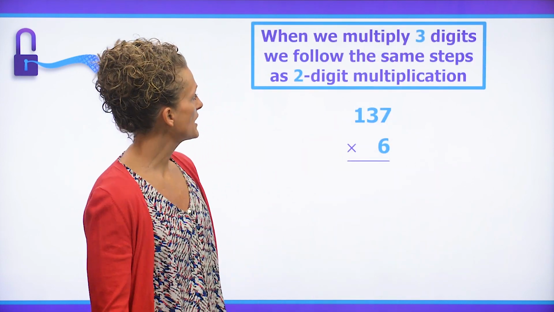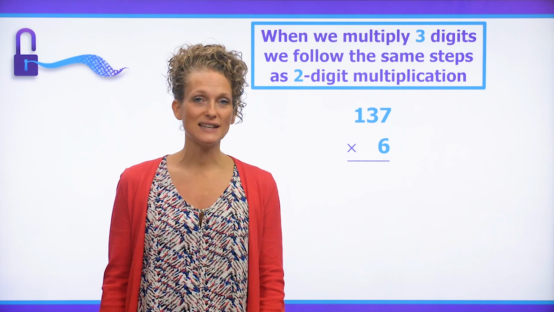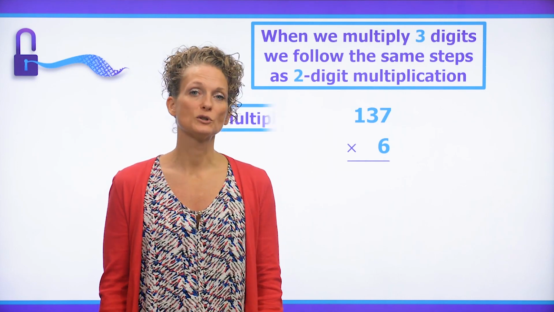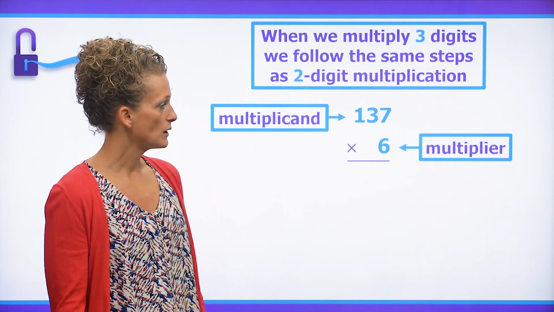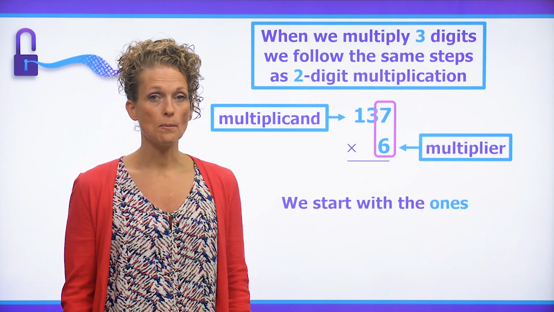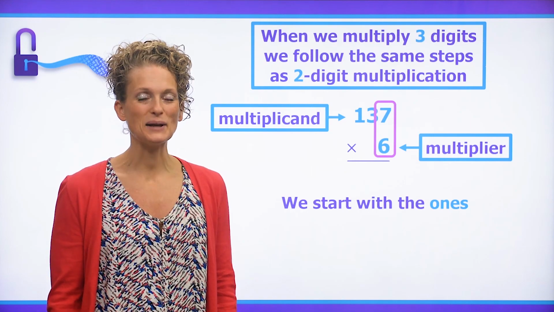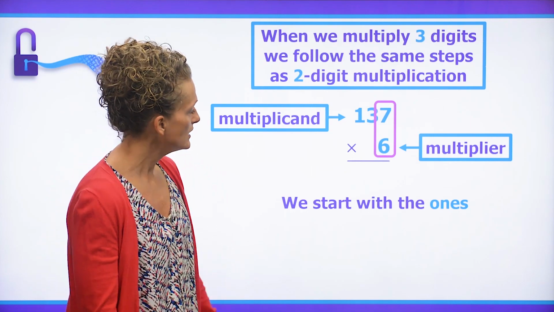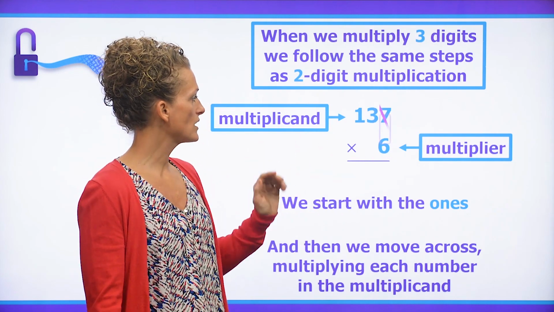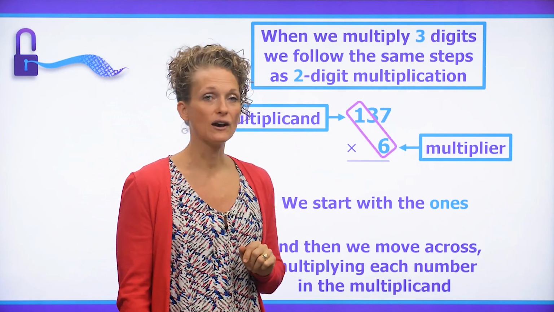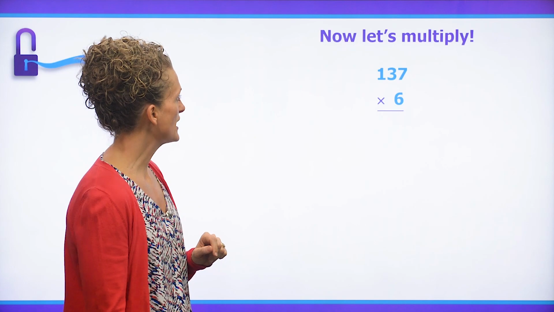Now when we multiply three digits, we follow the same steps as two-digit multiplication. So we have the multiplicand and we have the multiplier, and we take each digit of the multiplier and multiply it by each digit in the multiplicand. Now we always start with the ones, and then we move our way across until we run out of digits. So let's go ahead and do that.